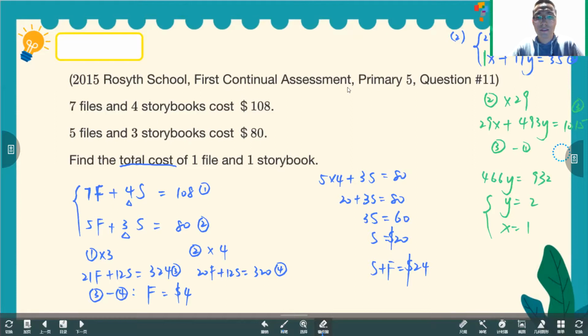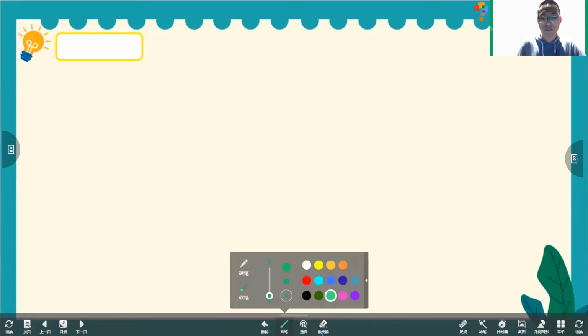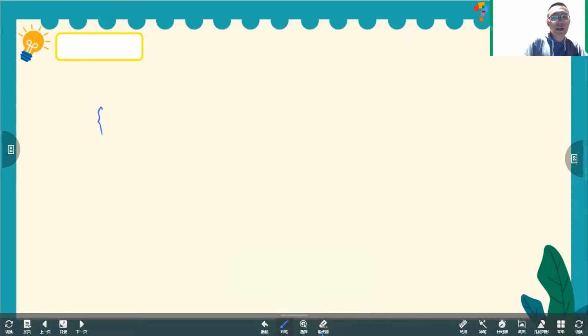Let me see. Happy, happy, happy. Good job. Okay. Now let's move on to the third type. So the third type is actually my favorite type. So say we have, oh, I'm still using green. Say we have 3x plus 2y equals to 22, and 2x plus 3y equals to 23.